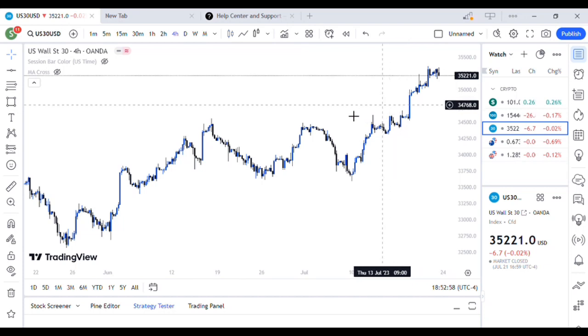Which pair is this? This is actually US 30. I know most of you are trading currency pairs and stuff like that, but US 30 is actually a stock, and it's a very volatile market. But trust me guys, after watching this video, you will understand how to trade this pair and make money on a daily basis.